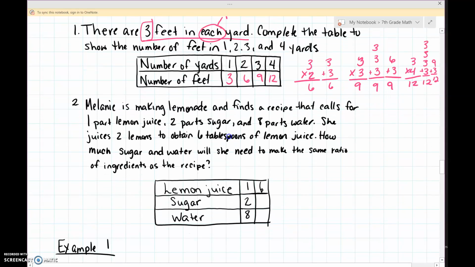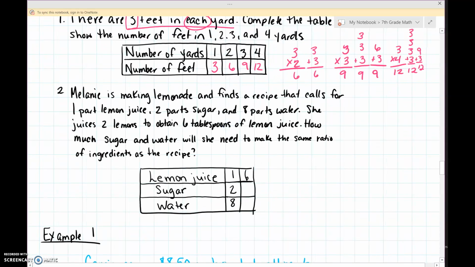All right, number 2. Melanie is making lemonade and finds a recipe that calls for 1 part lemon juice, 2 parts sugar, and 8 parts water. She juices 2 lemons to obtain 6 tablespoons of lemon juice. How much sugar and water will she need to make the same ratio of ingredients as the recipe?